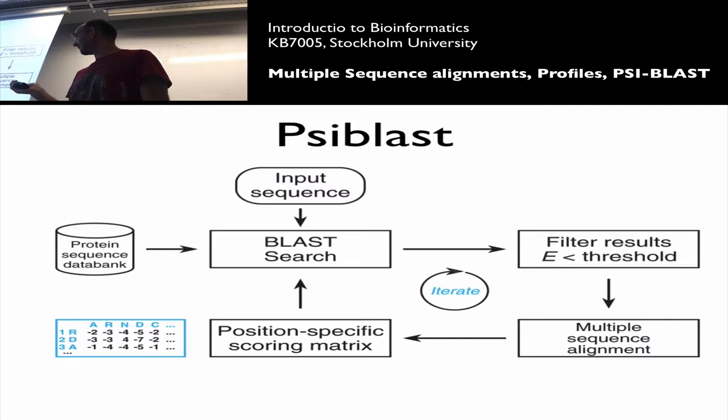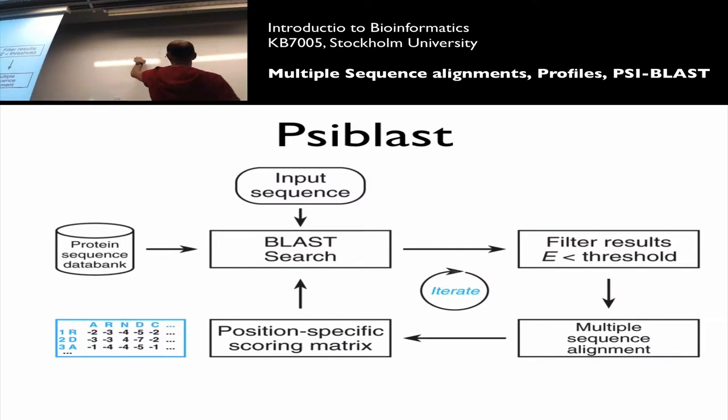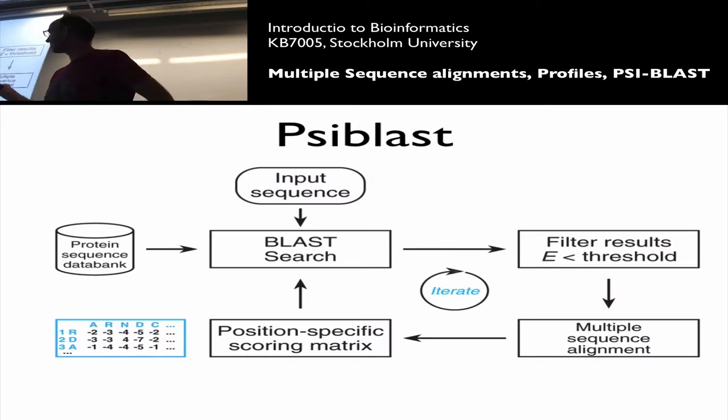You make a multiple sequence alignment. Actually, this is not really much of a multiple sequence alignment. It's basically an iterative alignment of whatever sequence you start with, but that's okay. You make a profile, or a position-specific score matrix, that looks something like that. And then you use this to search again. So you have a profile here, and this is your sequence database, and you search again. Because this is much more sensitive, you'll find more sequences. This has more information in it.